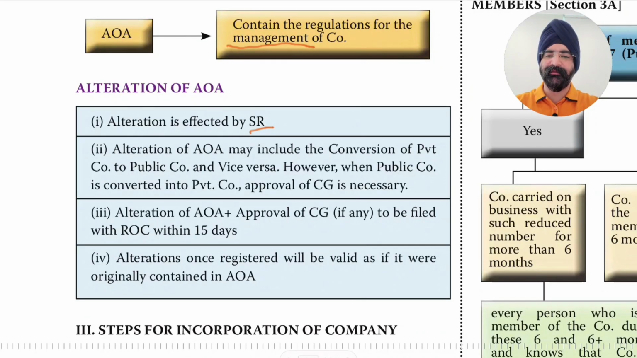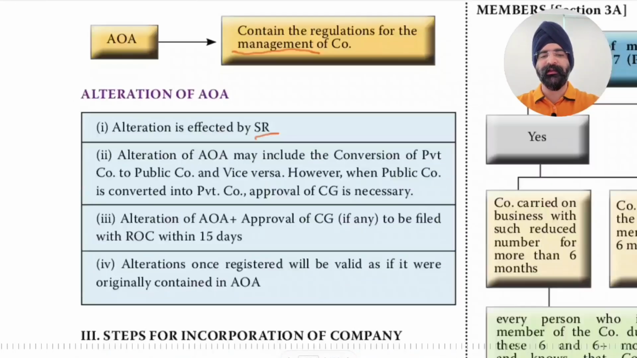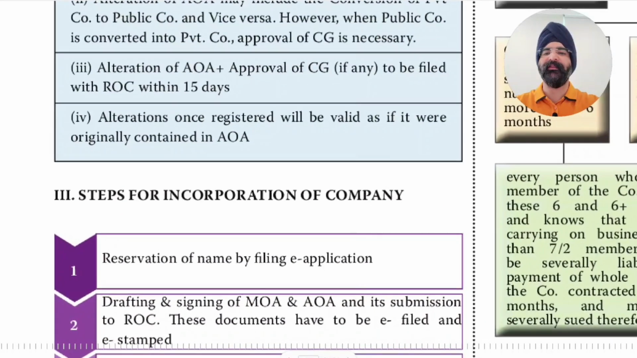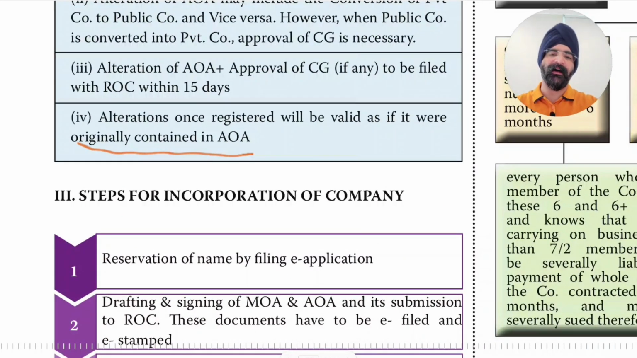ROC within 15 days. Alterations once registered will be valid as if they were originally contained in the articles of association.